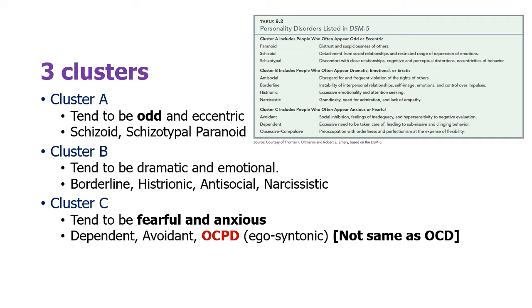So for me, A and C are easy to associate the disorders with the general theme of the cluster. And then cluster B, I'm just going to basically say whatever else is in A and C fall into cluster B. And hopefully that works out. You guys can memorize it however you like.